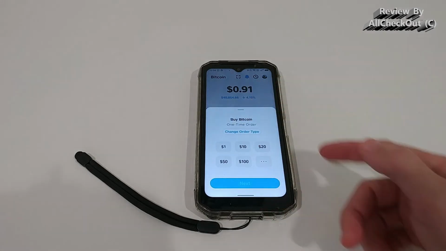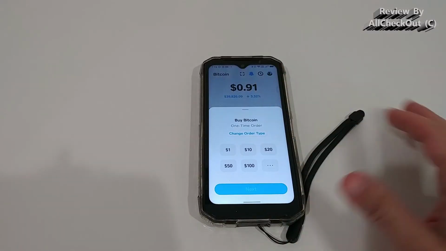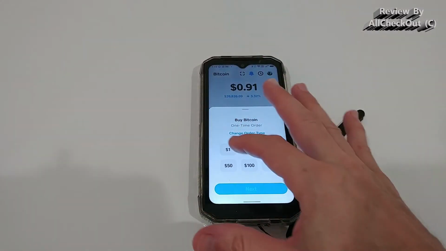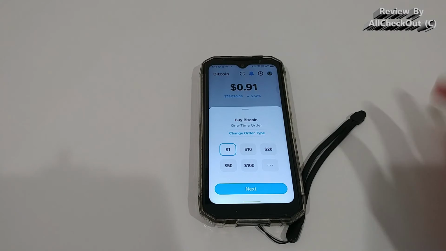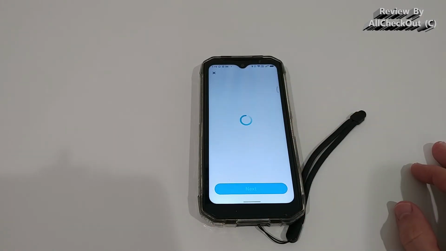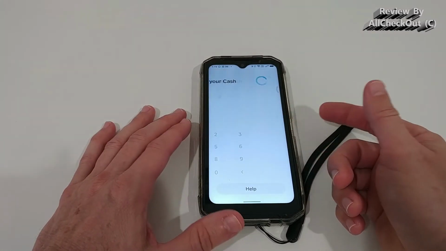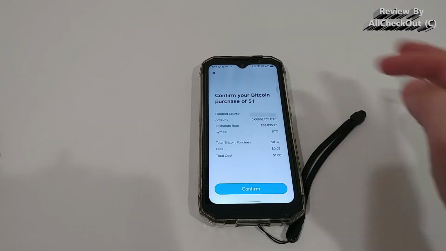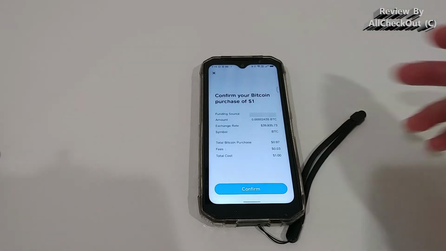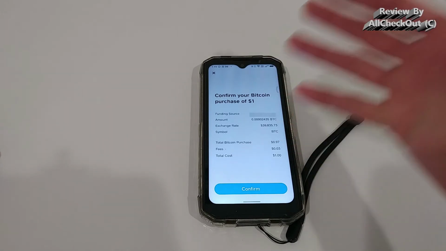You can say how much, and then it will charge your credit card. I can show you that also till the very end, or almost till the very end. We choose, for example, to buy $1. Click on next, and there's usually verification needed, like the fingerprint or the PIN. Then it will show the details, what price you would get and where it would be charged. Then we have to confirm, and that's it.